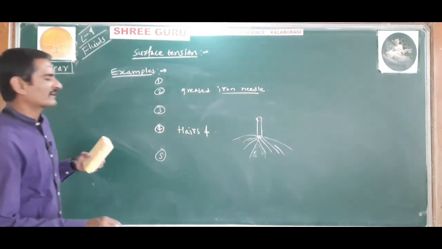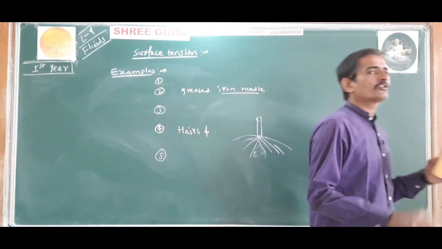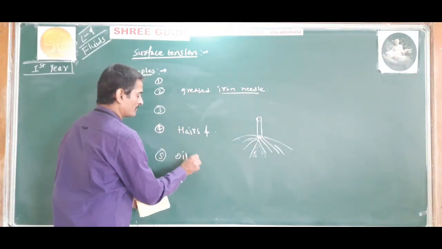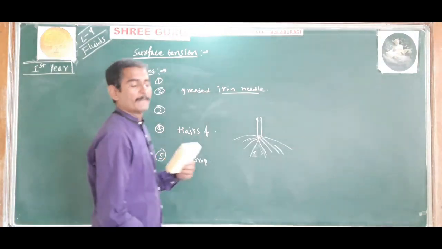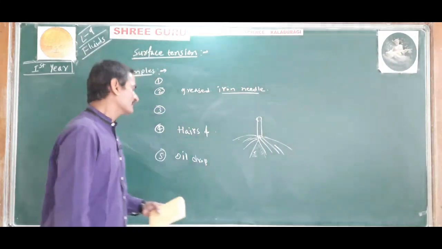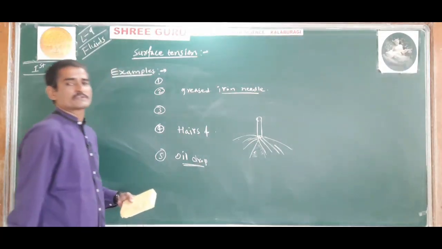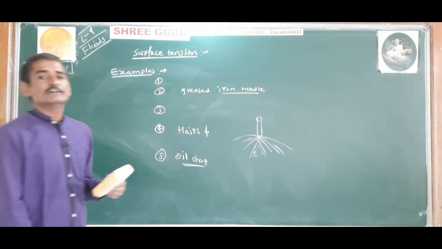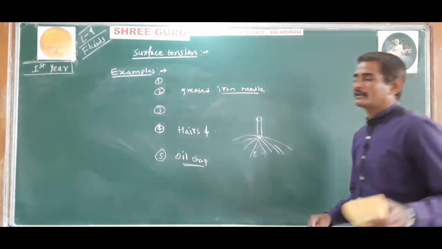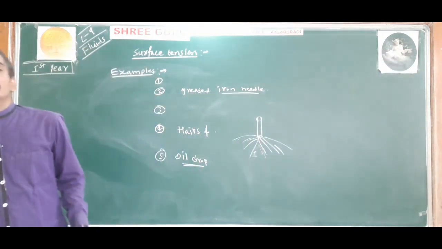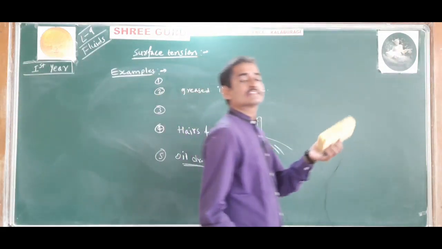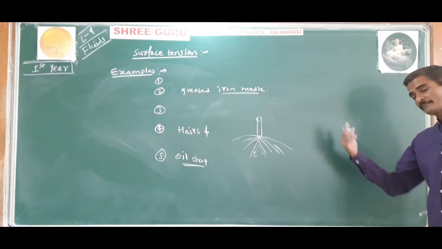Okay. Next, another point. An oil drop spreads on cold water, whereas an oil drop may not spread on hot water. This is because the surface tension of the oil drop is less than that of cold water, whereas it is greater than that of hot water.